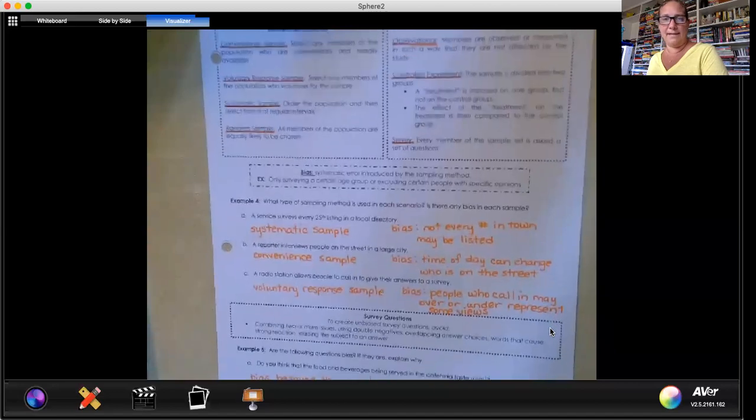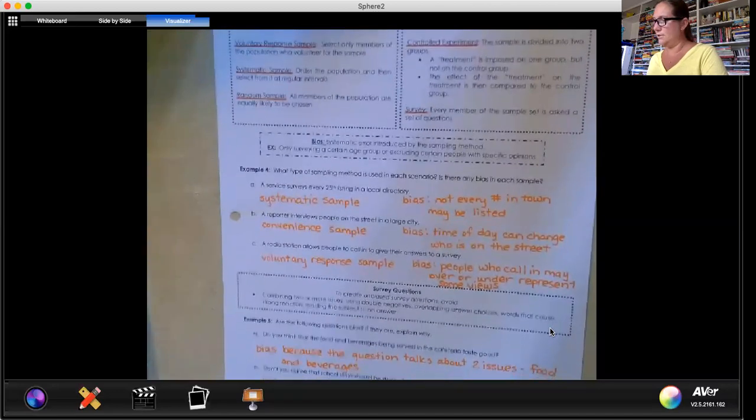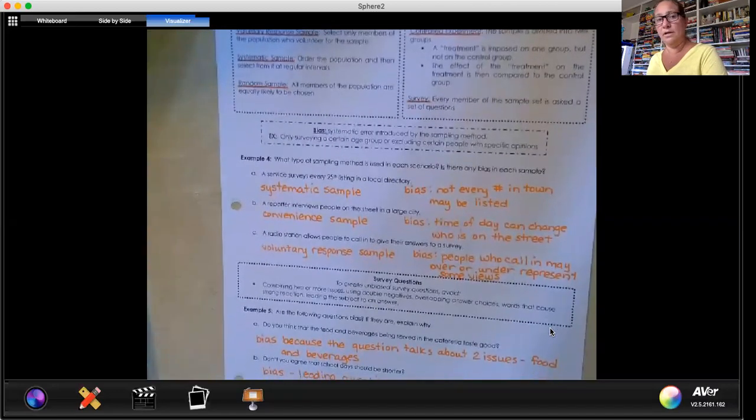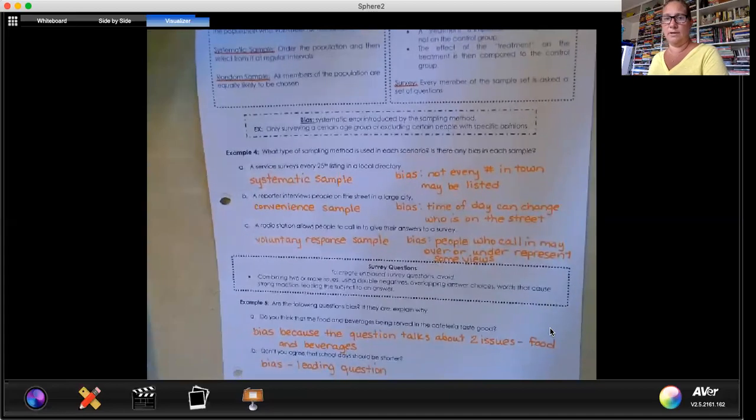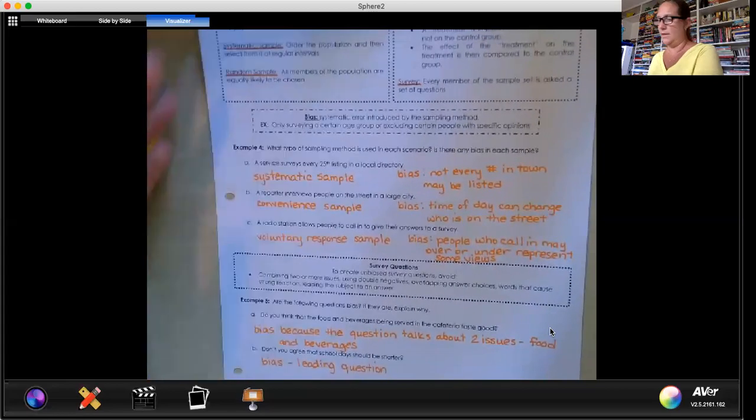Now we're going to talk about bias. Bias is a systematic error introduced by the sampling method. An example: only surveying a certain age group or excluding certain people with specific opinions.